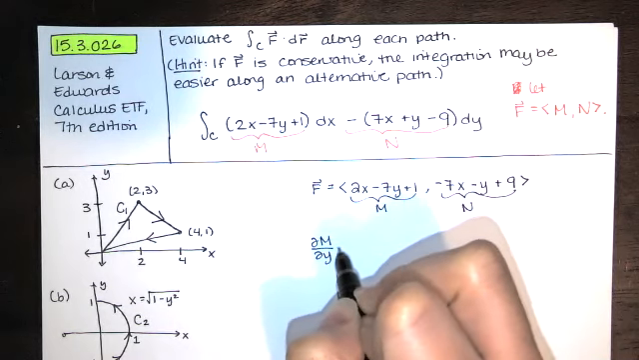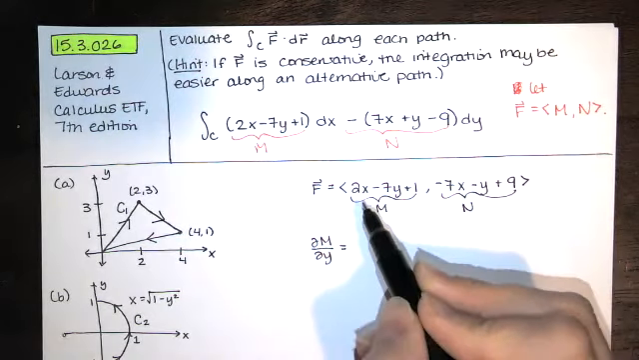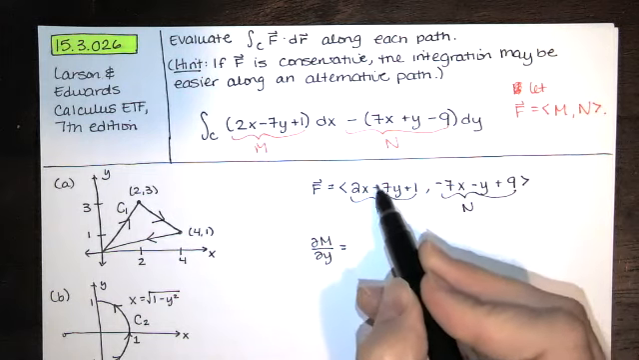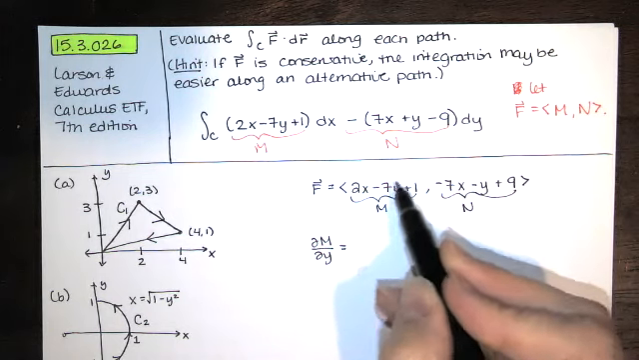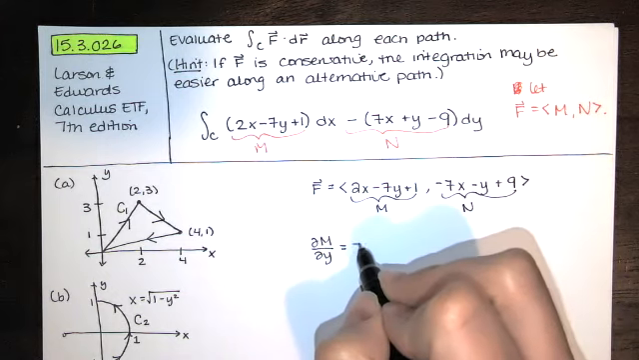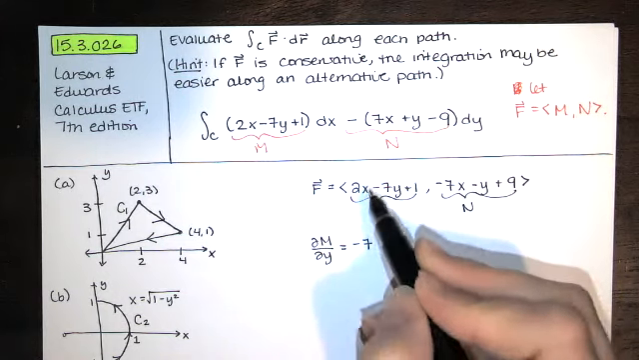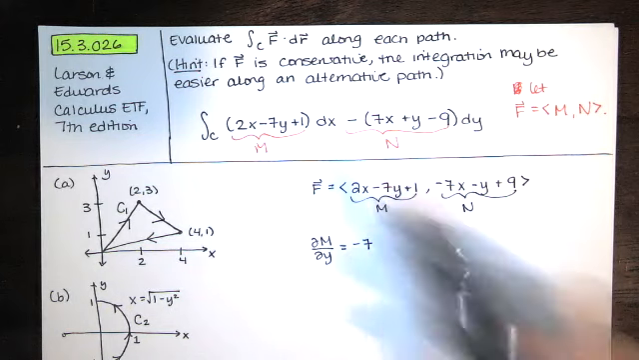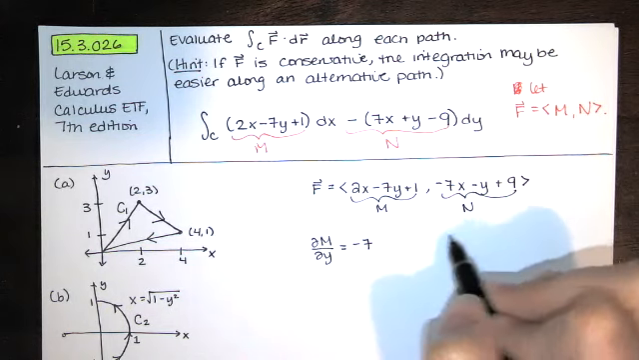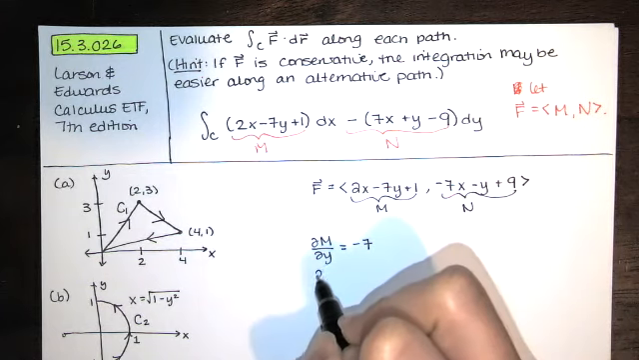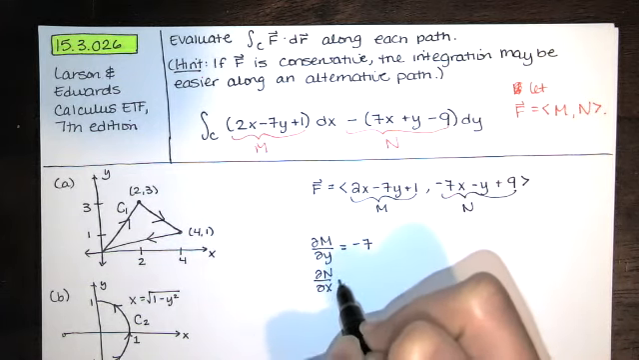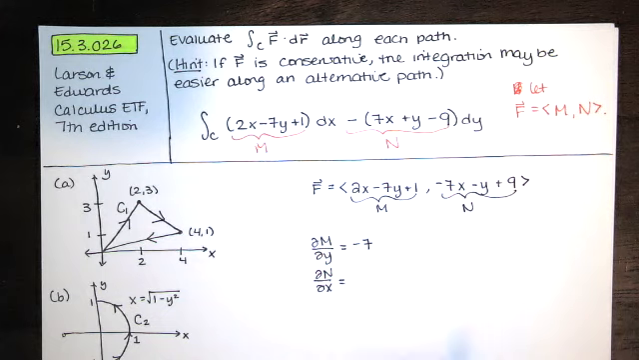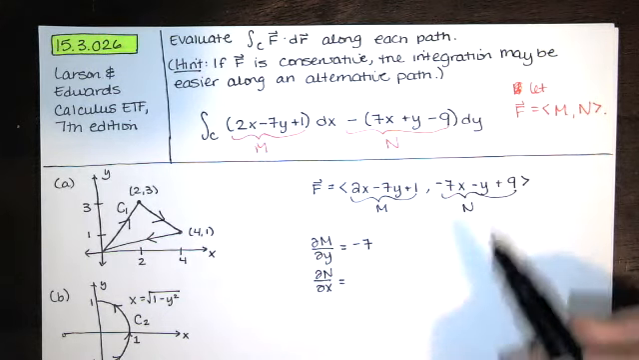The partial derivative of this function with respect to y is, well, 0, and the derivative of that term with respect to y is negative 7, and the derivative of that term is 0. So we just get a negative 7 there. Remember, we're treating x as a constant here when we differentiate with respect to y, so we're just going to get 0. And then over here, we'll compute the partial derivative of n with respect to x. And if those happen to be the same, then our field is conservative.